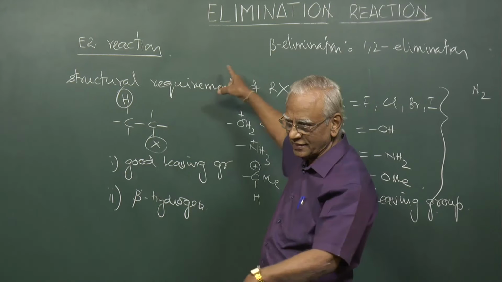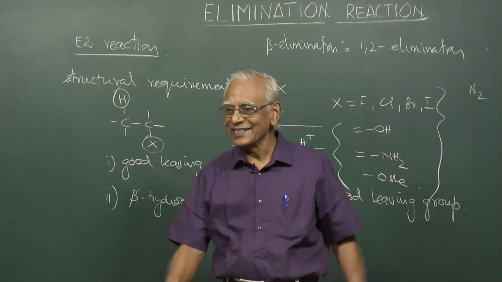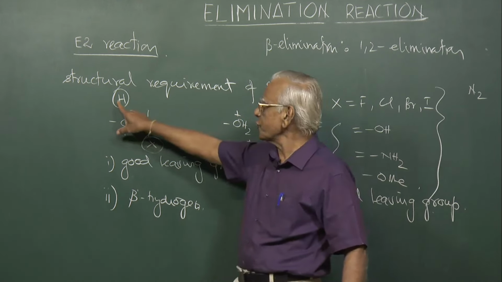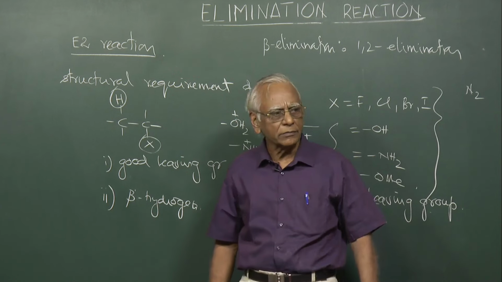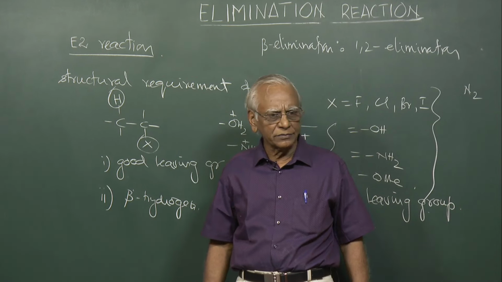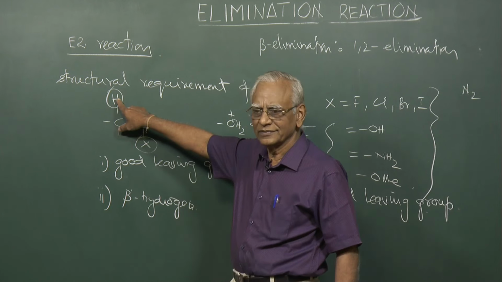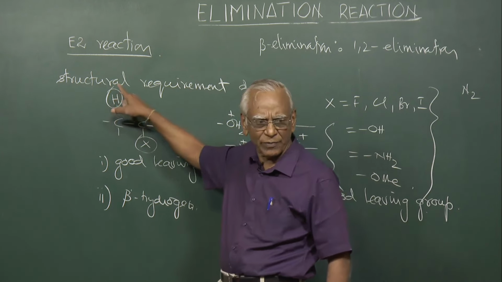Are we not discussing general methods of preparation of alkene? Yes. So we need to have 1,2 elimination. And what should be the nature of the hydrogen here? It should be fairly acidic in nature. Why should it be acidic? Because it is going to be abstracted by a base.